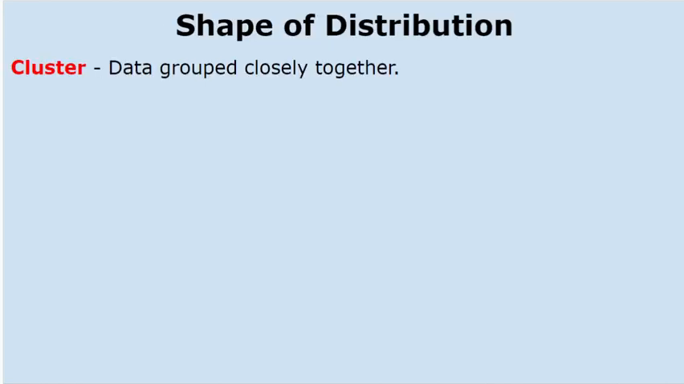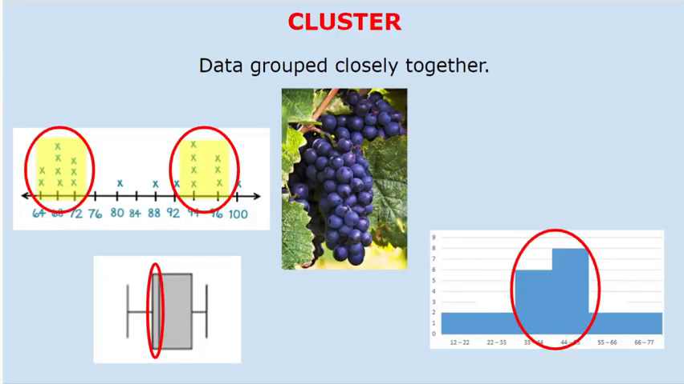Our last term is cluster. Cluster suggests data that's grouped closely together. You can see here that in the dot plot on the upper left, there are 2 clusters. There's data grouped closely together between 64 and 72. And then there's data grouped closely together again between 94 and 96.